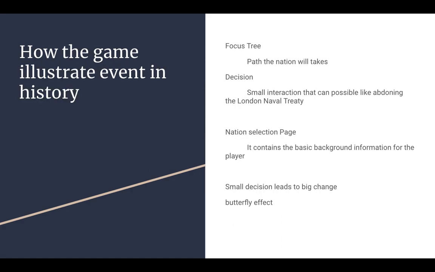So how are those events illustrated in the game? It uses a system called the focus tree. A focus tree is a path a nation will take. Both the AI and the player engage in this system, and the nation selection page contains some background information for the player to show what happened before the year 36.